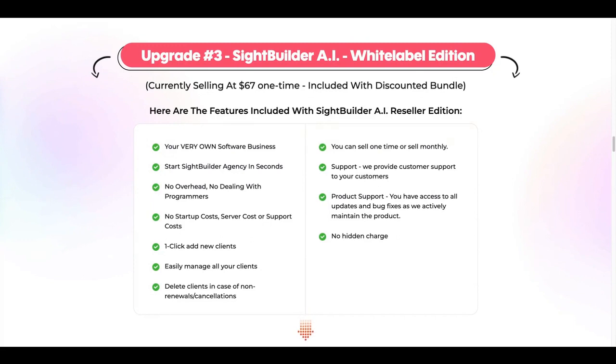You can literally set up your own software business. Like we showed you today, you can do the exact same webinar, and then you can offer your SightBuilder, and you can brand this as your product name with your logo, and you can offer accounts to other people, which is included. So you can start building your own software business within seconds. There are no startup costs. We've invested, and I can tell you there have been thousands of hours in creating this product. And you can add new clients by simply adding a click and inviting them to the platform. You can manage your clients as well. And you can sell it one-time, or you can sell this monthly.